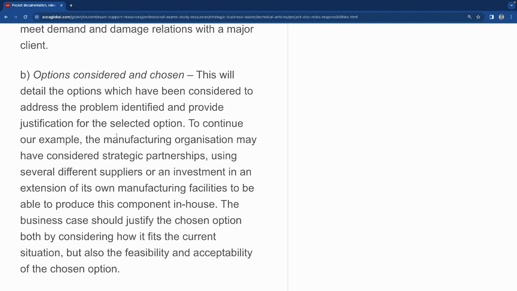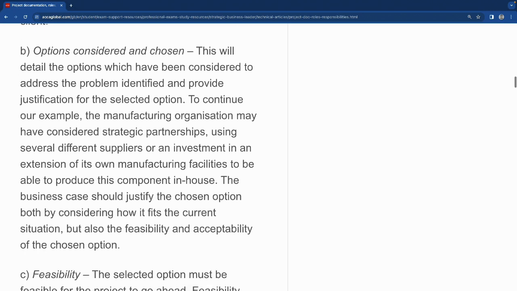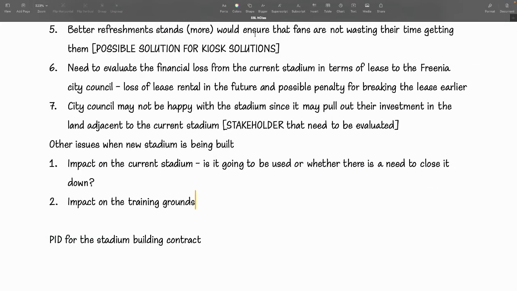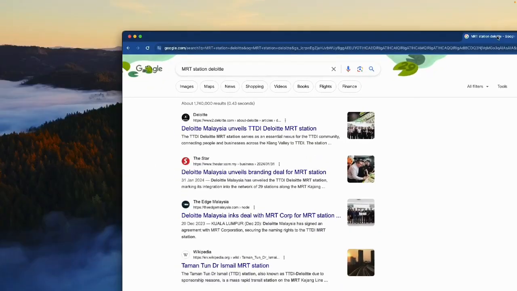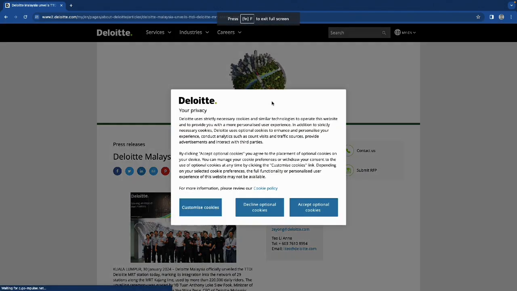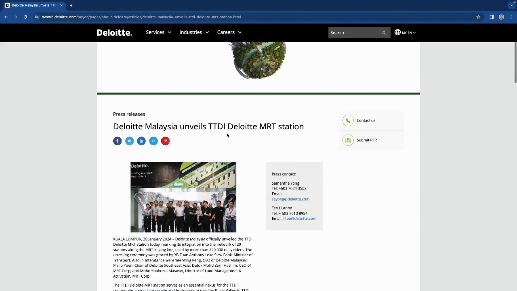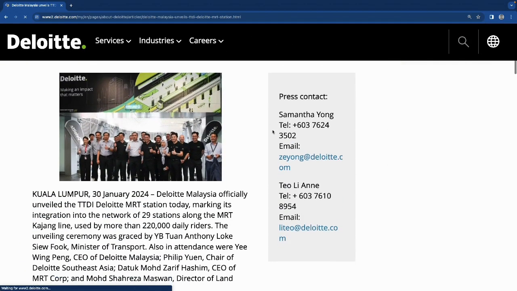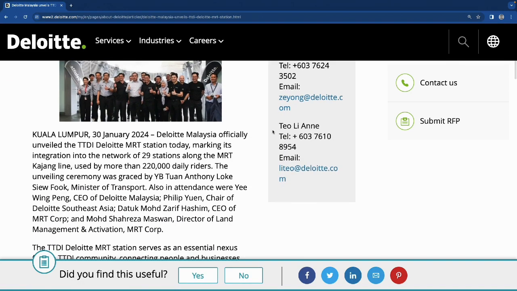So understand what's the meaning of naming rights, guys. Recently, I think in Malaysia, one of the MRT stations. I was surprised that this was happening in Malaysia itself. Deloitte Malaysia unveils TTDI, notice, TTDI Deloitte MRT station, which means they named the station Deloitte, okay?